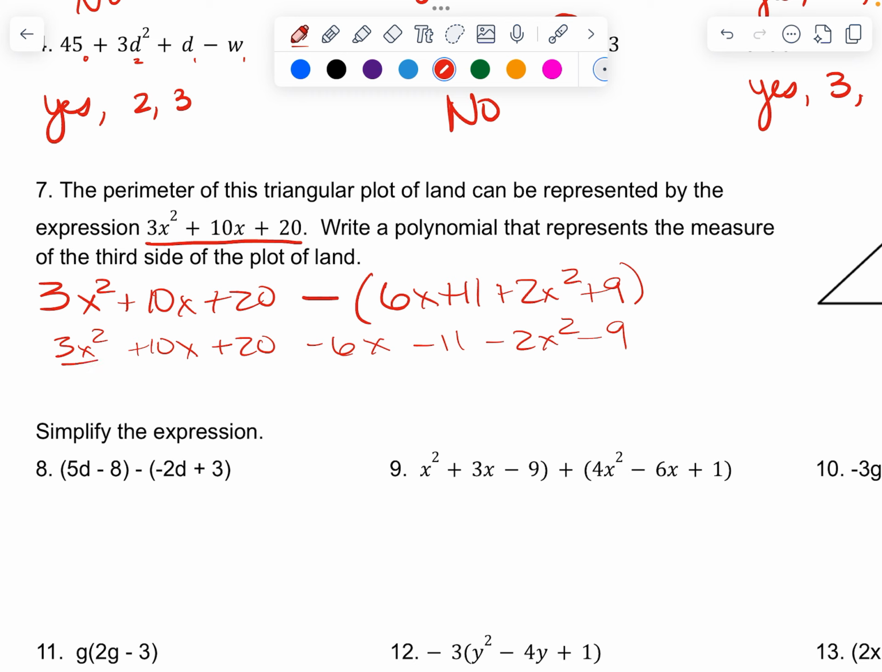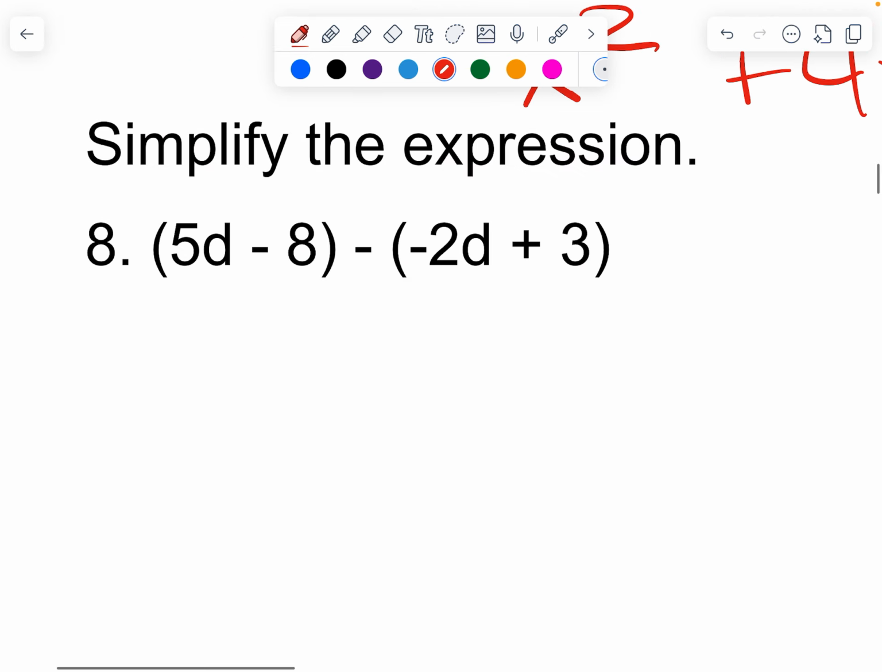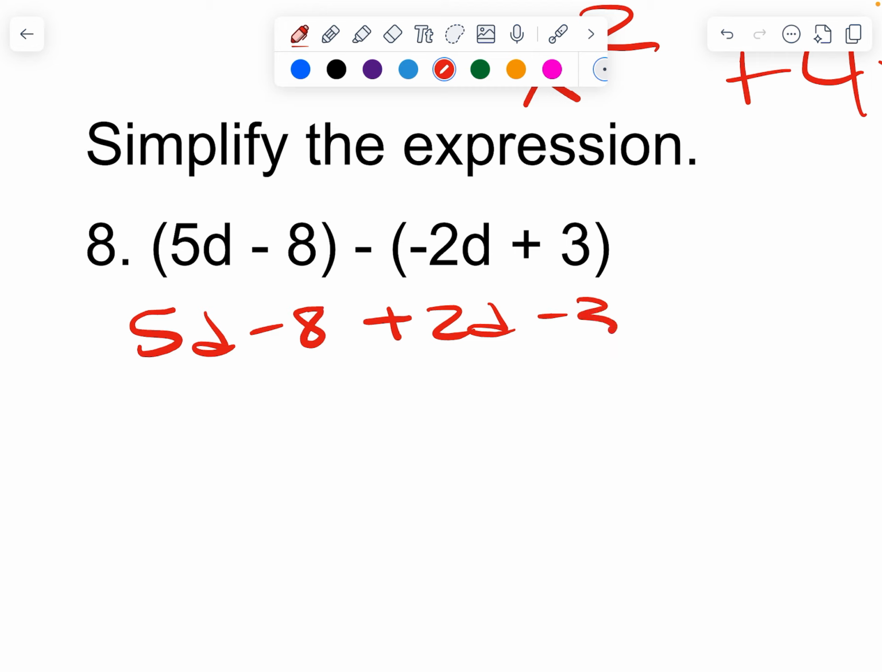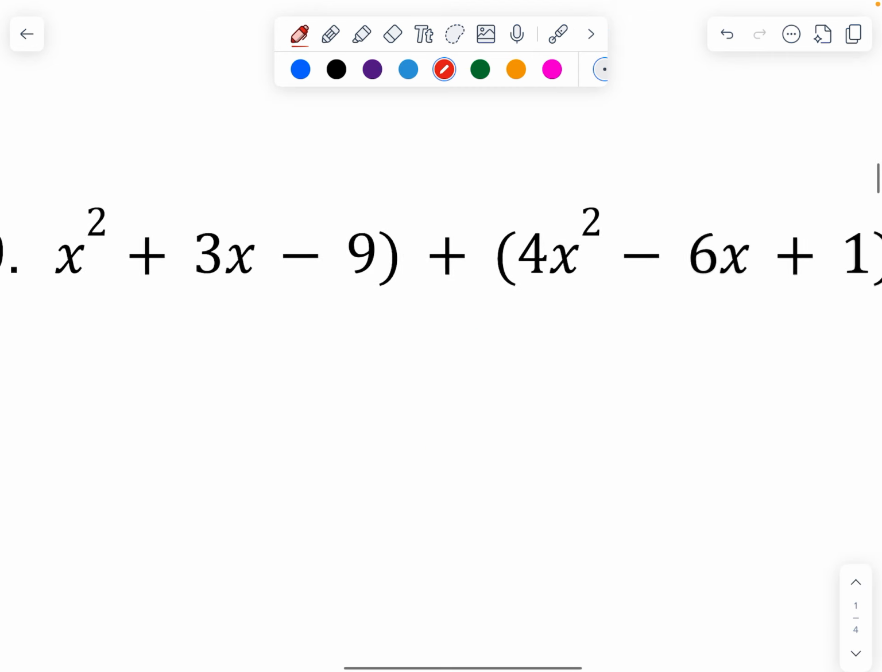So I combine like terms and I get x squared. I combine like terms and I get plus 4x. I combine like terms and that gets me 0. So x squared plus 4x. Here, I have 5d minus 8 plus 2d minus 3. So I get 7d minus 11.